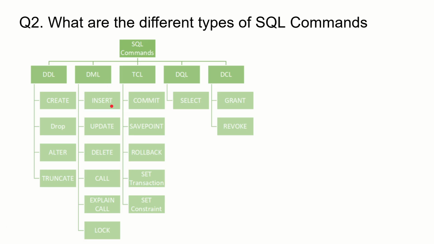In DML we have the manipulation commands like insert, update, delete, call, lock, etc. In TCL we have commit to commit the operation, savepoint, rollback, set transaction, and set constraint. In DQL we have only select because select is the most important command for querying purposes. Next is DCL, so we can use grant and revoke to provide control to users.